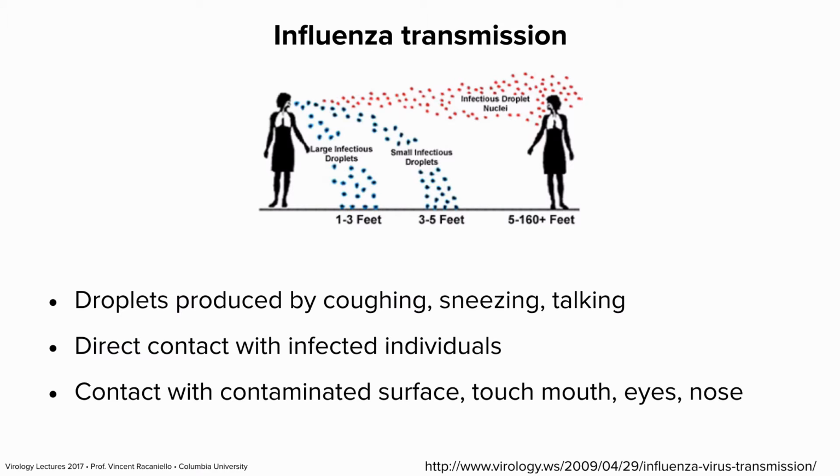Influenza virus will be present in all of them. It can also be transmitted by direct contact with an infected individual, as long as you get some virus-containing fluids, or by contact with a contaminated surface. The virus doesn't last a huge amount of time on surfaces, but if someone's just touched a doorknob and they have mucus on their hands, and you touch it and then touch your eyes or your nose or your mouth, you're going to be infected.